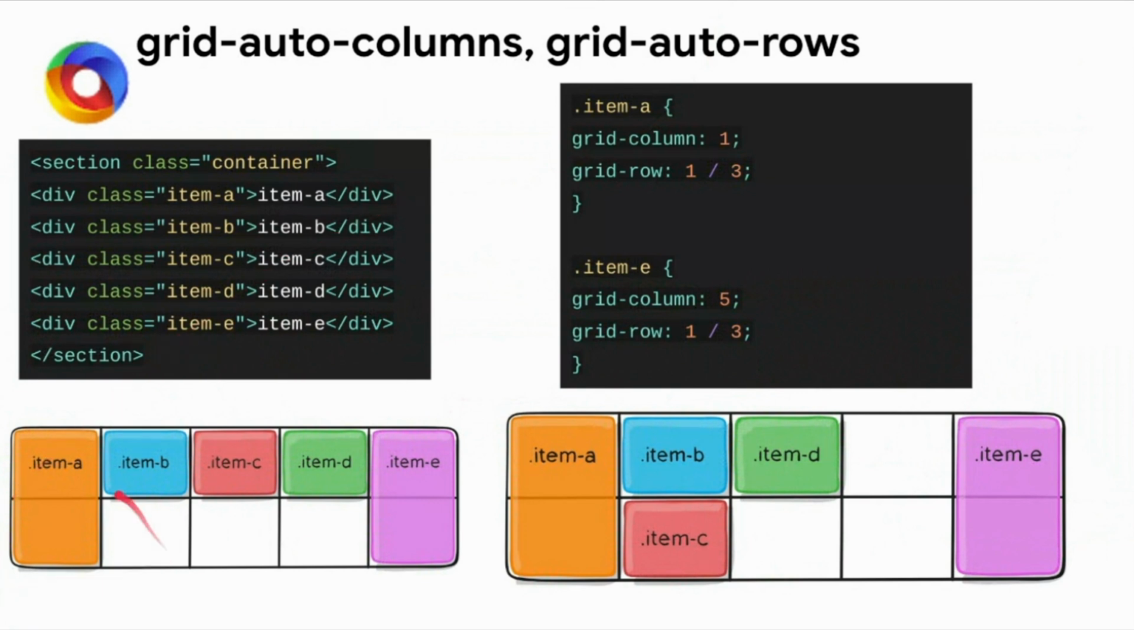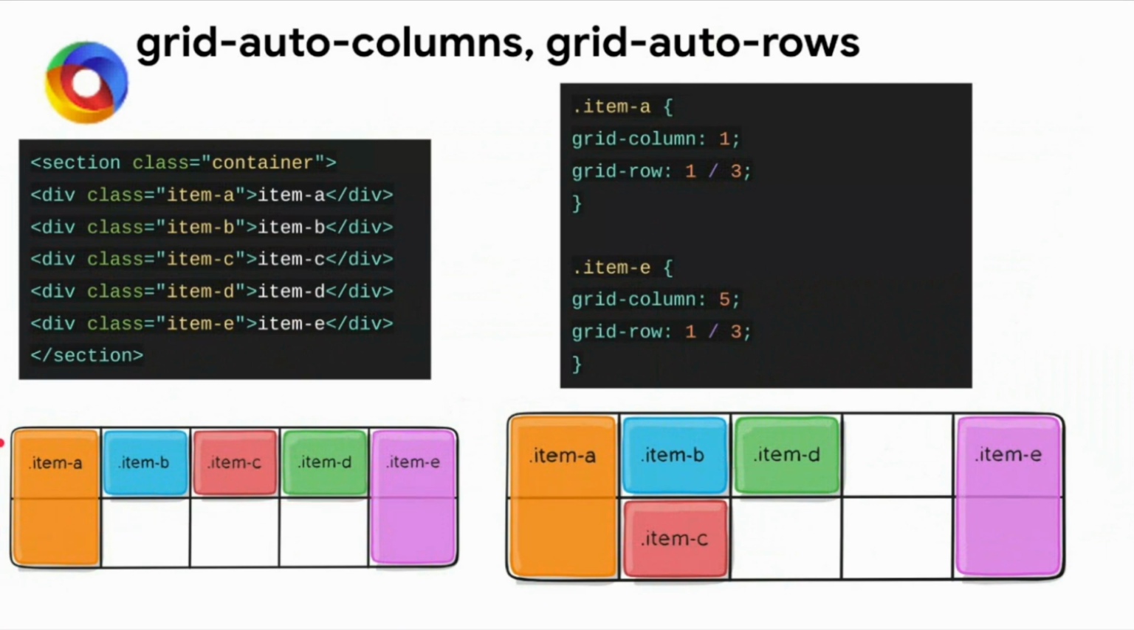So if I put row, it will continue in row form. It will place each of the items row-wise. If I put column, it will place each of the items column-wise. So here it will be item B, then item C, then item D. It will start from the column way.